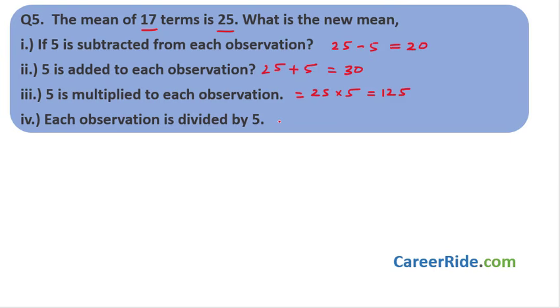Each observation is divided by 5. So what happens? My original mean was 25. Each item is divided by 5, so I'll divide the mean also by 5, right? So this gives me 5.